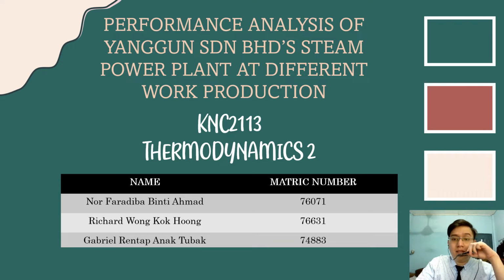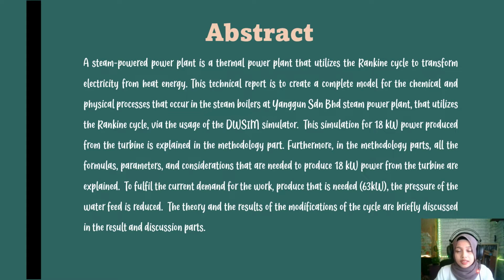My name is Gabriel Rentap with metric number 74883, and I'll be representing my group to talk about the study report, which is the performance analysis of Yanggun's steam power plant located at Sungai Bau, Sarawak, and we're going to study the different work production. First, I'm going to explain the abstract.